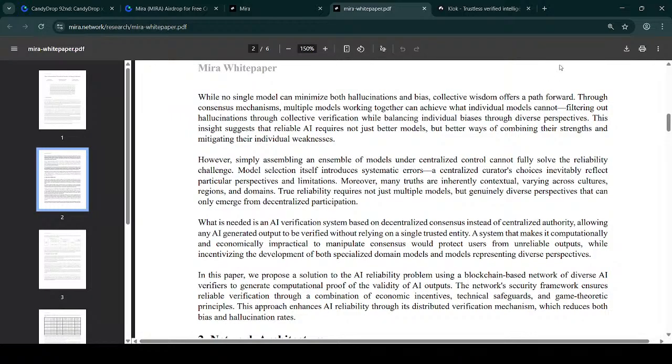So AI requires not just better models, but a better way of combining their strengths while mitigating their individual weaknesses.